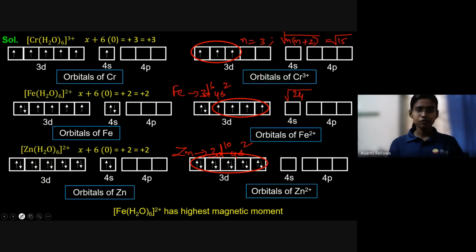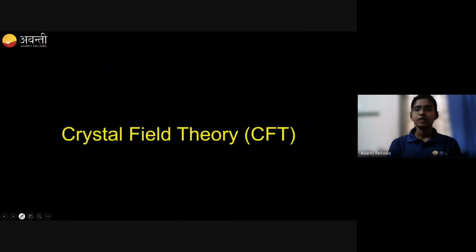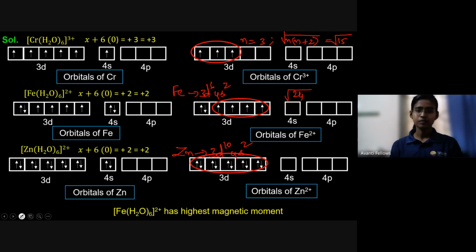So this is enough for today. In the next class, we can start crystal field theory. For now, go and revise the nomenclature part, isomerism part, Werner's theory, and valence bond theory. Okay. Clear for all?